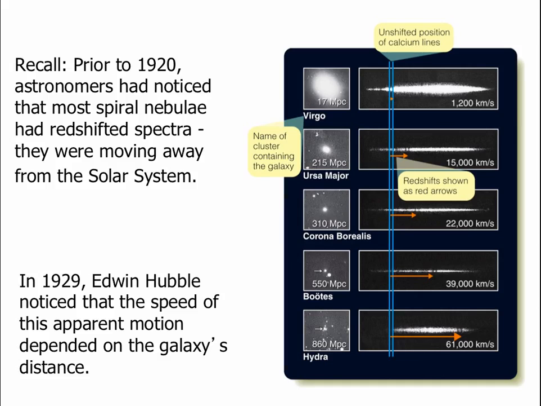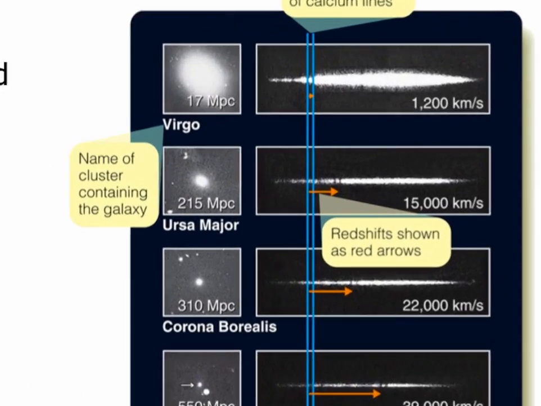Now, we talked about in our last unit how prior to our understanding of galaxies, astronomers had noticed that most of these spiral nebulae had redshifted spectra. They had Doppler shifts that showed they were moving away from the solar system. In 1929, Edwin Hubble found that these redshifts, these Doppler shifts, depended on the distance of a galaxy. The more distant it was, the greater the redshift.